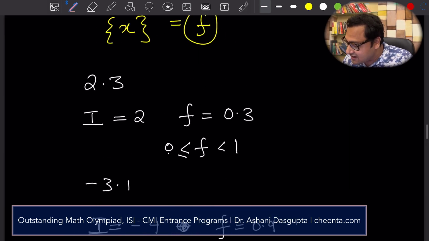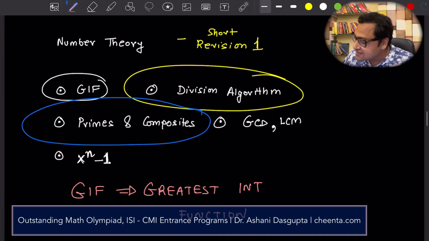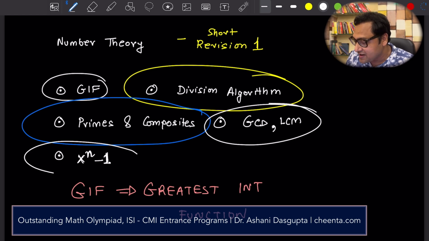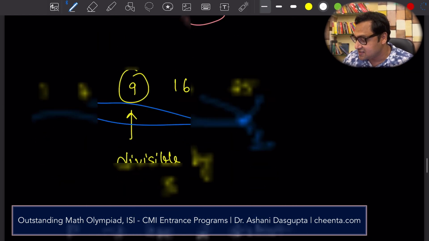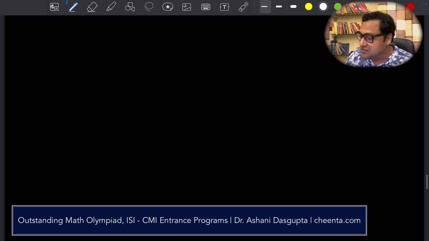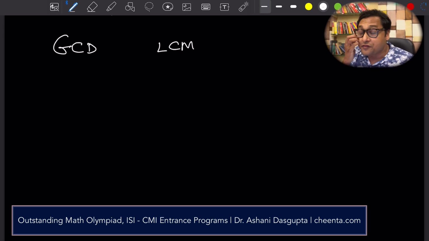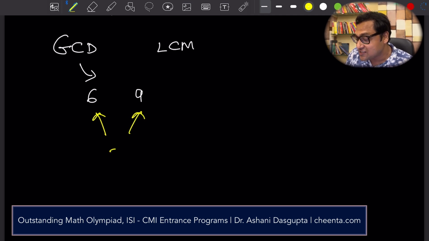The next idea is GCD and LCM. And finally, we have x to the power n minus 1. Let's discuss these two things quickly. What is GCD and what is LCM? Of course, you already know about these things from middle school. GCD is the greatest common divisor. That means if you have two numbers, let's say 6 and 9, then the greatest common divisor of these two numbers is 3. 3 is the GCD of them.